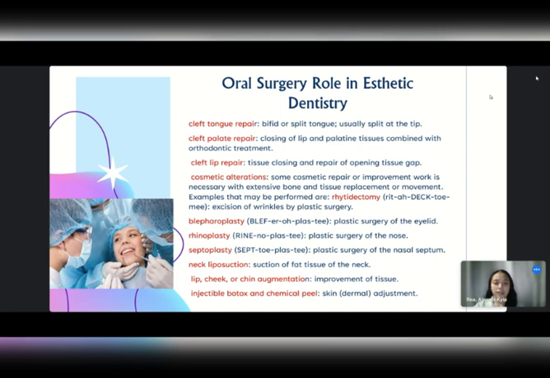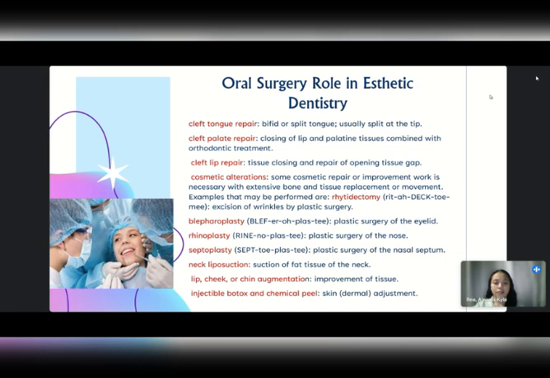Next is the blepharoplasty, which is a plastic surgery of the eyelid. So this includes the removal of excess skin, fat, and muscle from the upper and lower eyelids. So the procedure aims to create a more youthful and rested appearance as well as to improve vision in cases where sagging eyelid skin impairs sight.